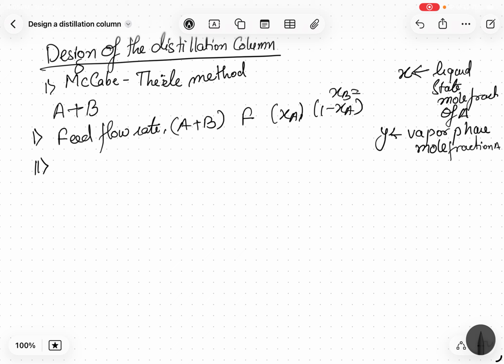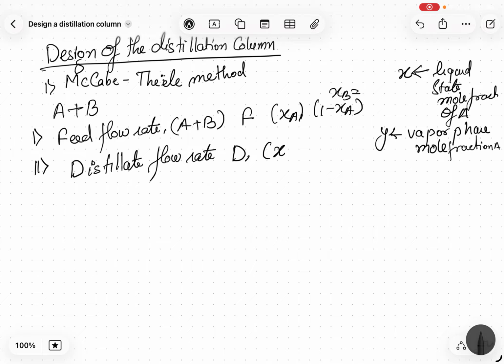And I know at what rate I need to produce distillate. That is the distillate flow rate, D, because there is a requirement. I want to produce this mixture at a flow rate of this much, and you can assign a number also, which automatically decides your bottom flow rate. And the purity of the component A.